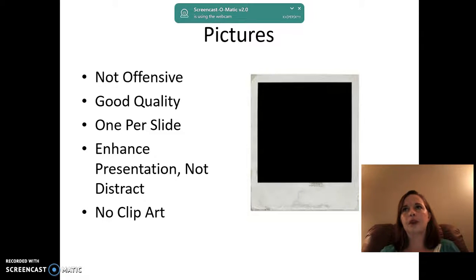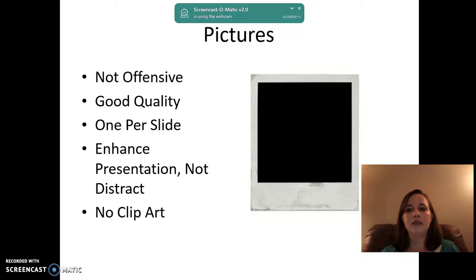So let's say you're doing a presentation on abortion. Your gut reaction may be to show aborted babies on the screen. But no matter what someone feels about abortion, that picture is going to take over your whole presentation. Your audience is going to fixate on how does that picture make them feel instead of what you're saying.